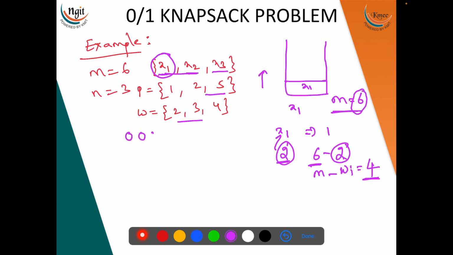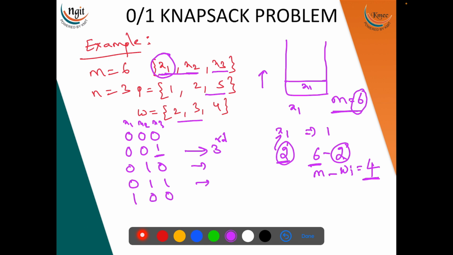The first combination is no item is placed in the bag. The next is 0, 0, 1. That means the third object is placed. This is the third object, x1, x2, x3. And the second object is placed. And second and third are placed. One, only the first is placed.